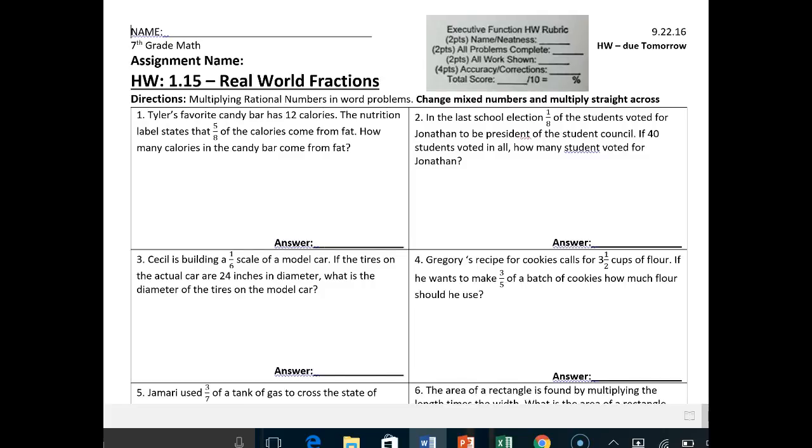So I'm going to go ahead and help you out with homework 1.15, real world fractions tonight. Remember, you have a test tomorrow. I wouldn't be surprised if one of these questions was on your test. So make sure you're able to work with fractions within word problems. So I'm going to do the odds. The evens are very similar to the odds, so make sure you're paying attention.